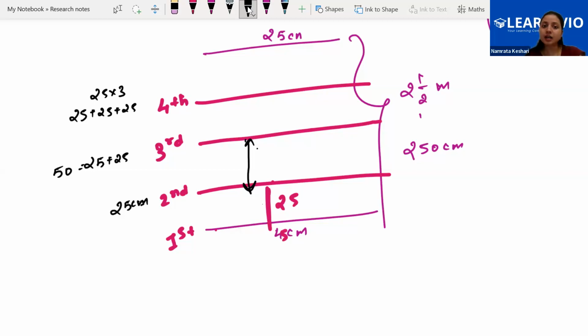If we are checking the distance from the first rung till the fourth rung just to understand the concept, then we can see that it is 25 plus 25 plus 25, which we can write as 25 into 3. If we have one more rung, I am drawing the fifth rung here. The distance from the first rung till there will be 25 into 4. Yes or no?